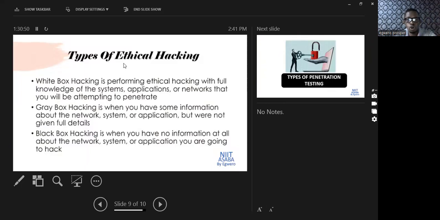We have already discussed this, right? Types of ethical hacking. The only thing is that we are using hats, but here we are using white box hacking, gray box hacking. These are terms you can use.